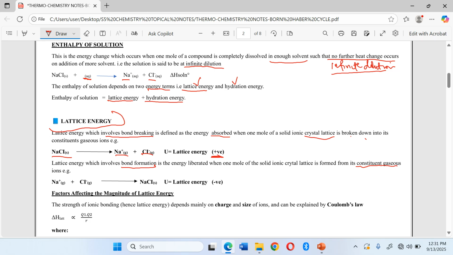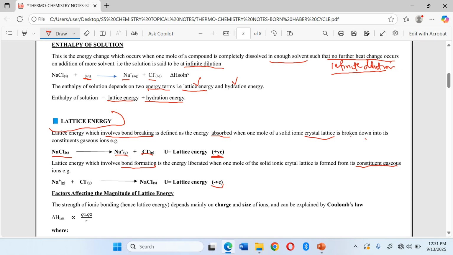So if it is sodium chloride, its constituent gaseous ions will be sodium ion gaseous and chloride ion gaseous, forming this. And we are saying that this one is negative. Why do we need to know all of these? We need to know because from the definition we generate the equation. So we need to know.